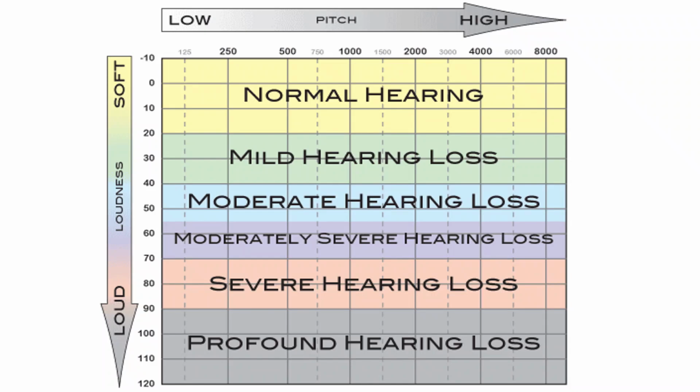So these are the degrees of hearing loss. This chart shows the degree of hearing loss. As already said, up to 20 it is normal hearing, 20 to 40 is mild, 40 to 55 is moderate, 55 to 70 is moderately severe, 70 to 90 is severe, and above 90 is profound hearing loss.